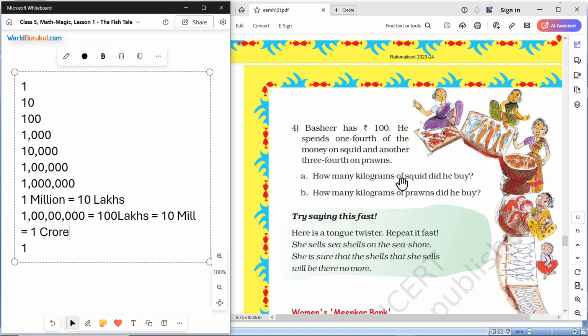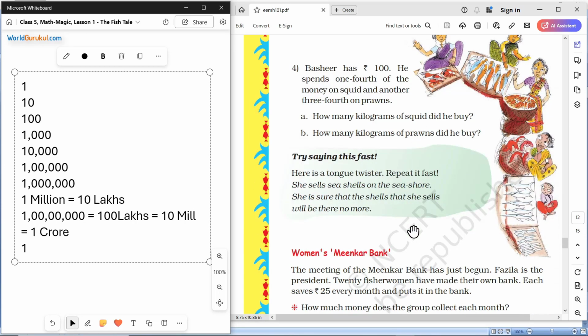Suppose you want 1 kg fish, you will check the weight of that fish and you will pay for that. If it's 1 kg and if it costs 100 rupees a kg, you will pay 100 rupees, right?